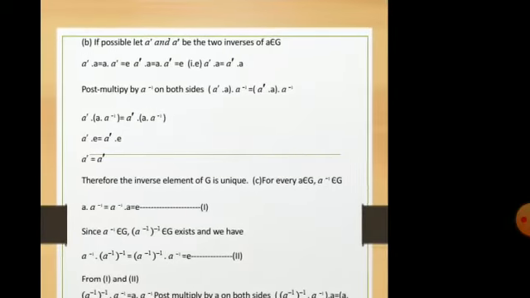Okay, the second one. If possible, let A dash and A double dash be the two inverses of A belonging to G. By the inverse condition, we can write A dash dot A is equal to A dot A dash is equal to E. Likewise, A double dash dot A is equal to A dot A double dash is equal to E. From these two equations, we are getting A dash dot A is equal to A double dash dot A. Now, post-multiply by A inverse on both sides.